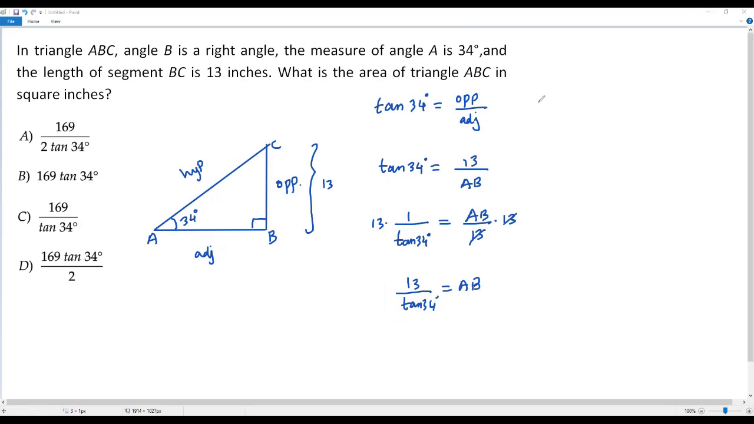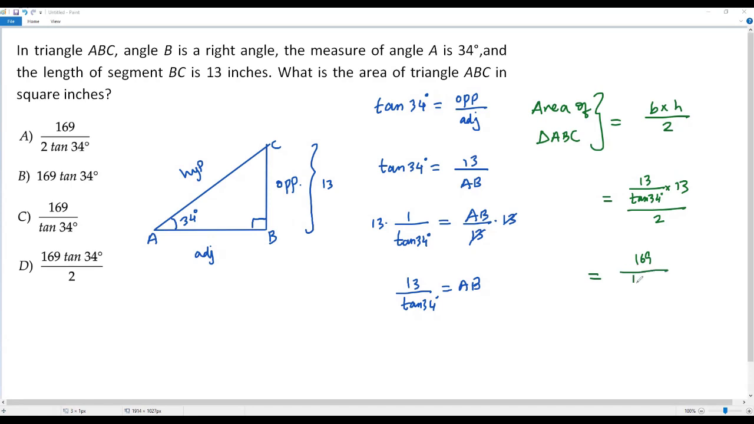Now let's find the area of triangle ABC. Let me write the stuff over here. Area of triangle ABC equals, as I said, the formula base times height divided by 2. Here the base of the triangle is given by the line segment AB. Its length is 13 over tangent 34 degrees. So let me plug in 13 over tangent 34 degrees. And the height of the triangle is given by the opposite side, that is line segment BC. Its length is 13. Let me plug in 13 over here, divided by 2. Here 13 times 13 is 169 over tangent 34 degrees, all divided by 2.